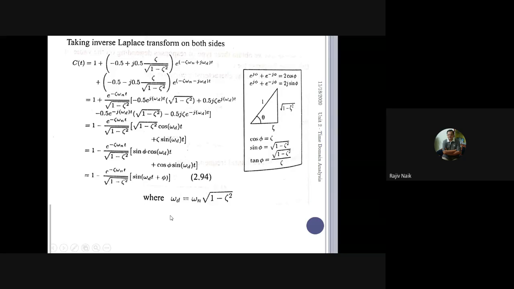Finally, you will get the answer: 1 minus e to the power minus zeta omega n into t upon root of 1 minus zeta square, into sin phi cos omega d t plus cos phi sin omega d t. Here you can find from the equation that cos phi is zeta, whereas sin phi is root of 1 minus zeta square, and tan phi is equal to root of 1 minus zeta square divided by zeta.